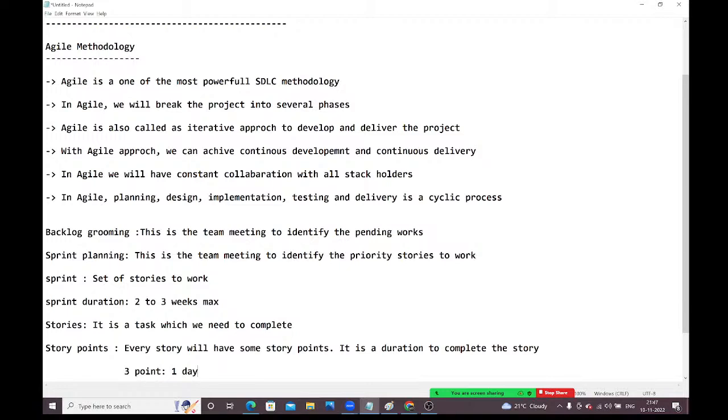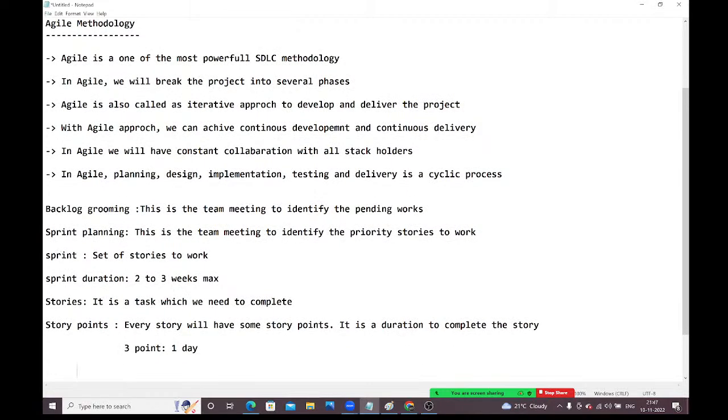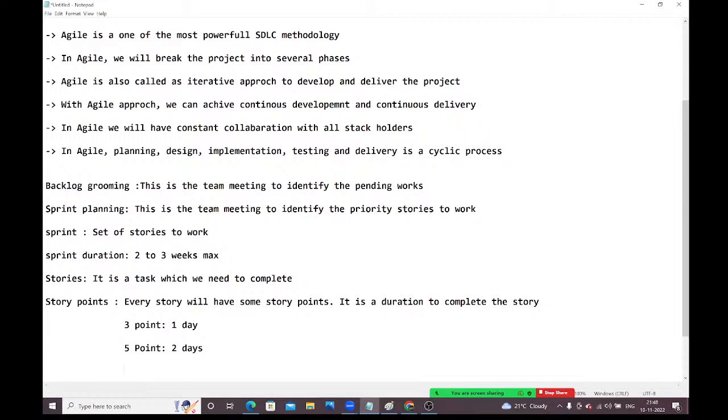If they are giving 5 points, it means we need to finish it within 2 days. If they give 8 points, we need to finish it in 3 days. So every story will have story points, and based on the story points, we need to finish the work. A 3 points story in a day, a 5 points story in 2 days, an 8 points story in 3 days, like that, guys.